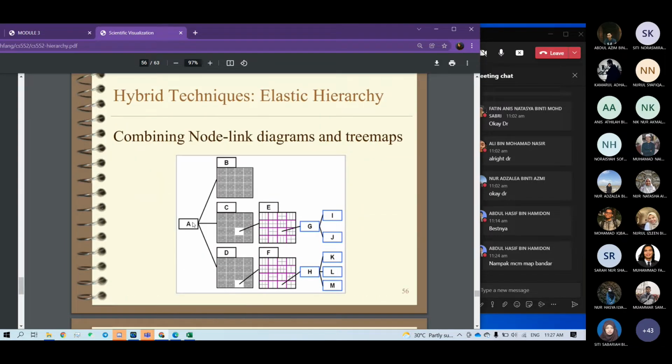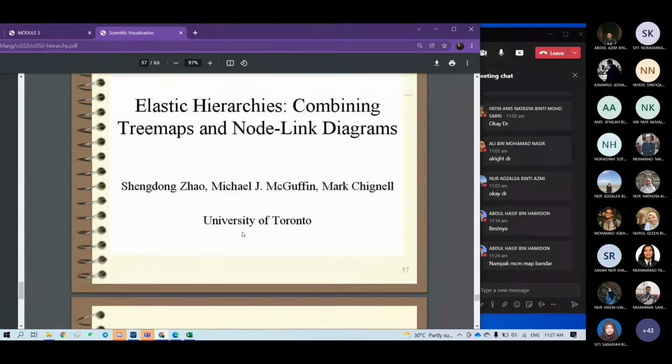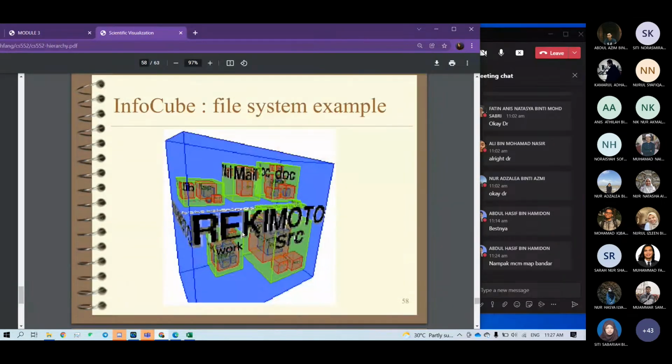Okay. This one we have seen. This also has frequency in it. If you click to zoom, zoom, zoom and so on. If you give me this kind of graph, a file system example. It's also good to have this kind of thing, cube type.